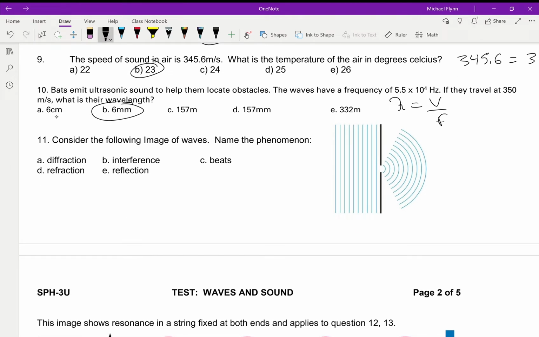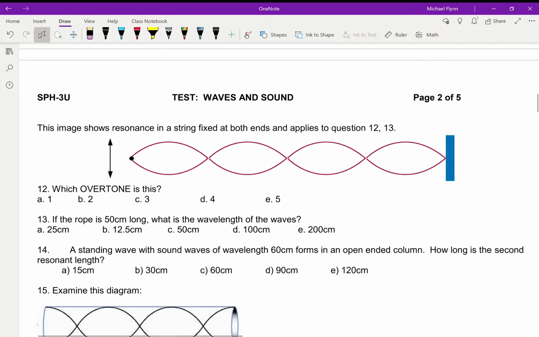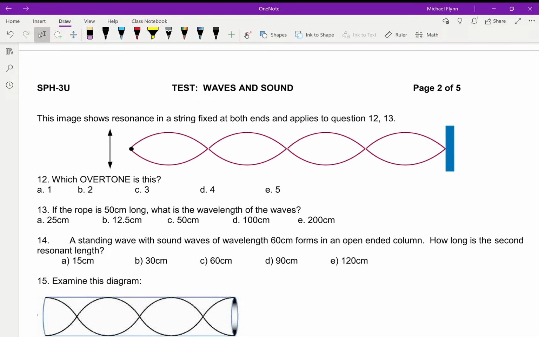That picture is diffraction. Okay, so which overtone is this? So the first harmonic would be one of these like things. The second harmonic would have 2, third harmonic 3, and fourth harmonic would have 4. So this is the fourth harmonic. But remember that the first harmonic is called the tone, and the second harmonic is the first overtone. So this is the third overtone. Okay, so it is that one.